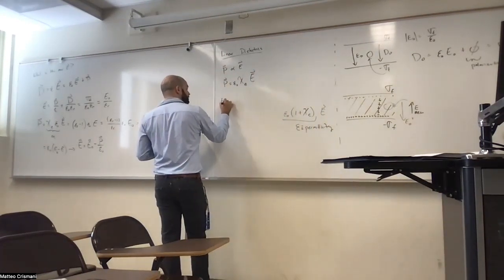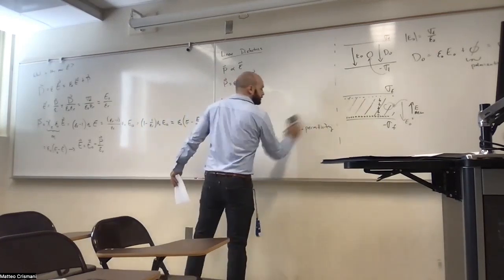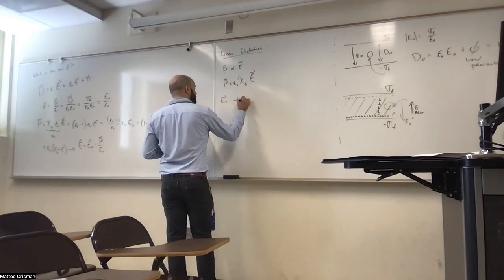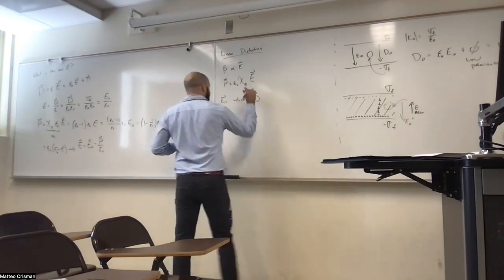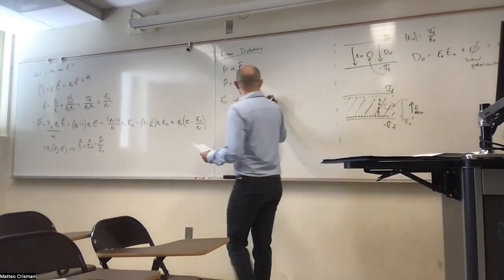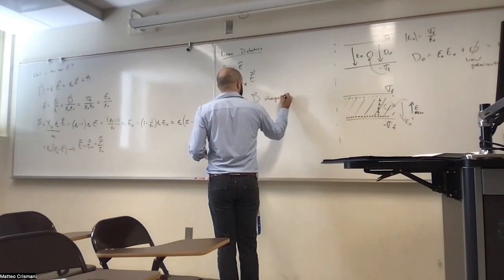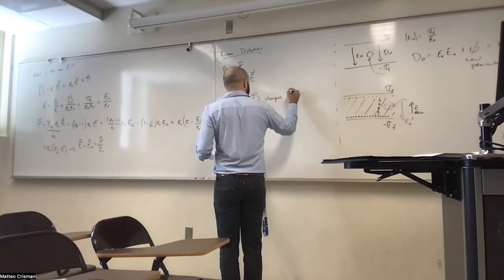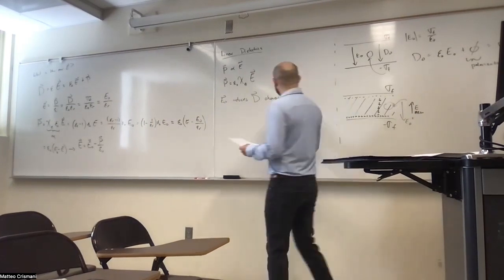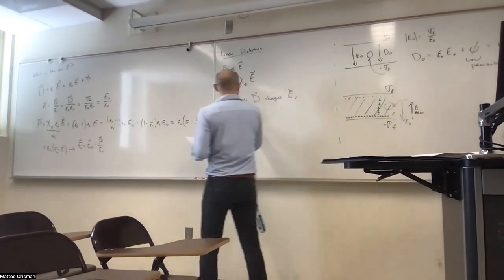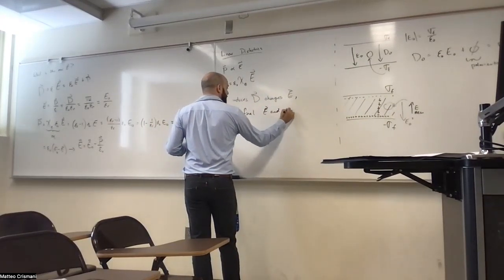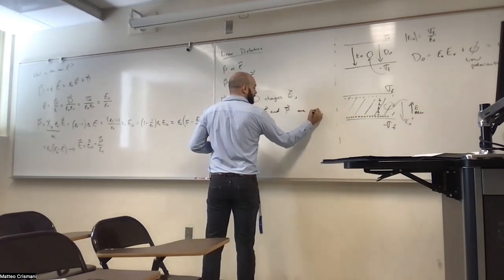So E naught induces D, creates D, which changes E, right? Such that the final E and P are related.